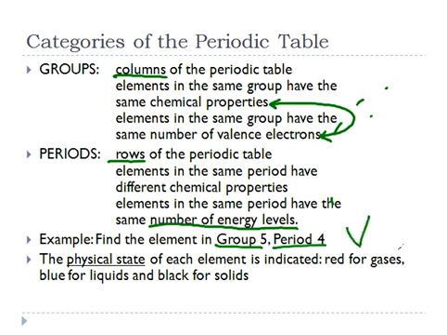Also, the physical state of each element is indicated on the periodic table in your textbook. If it's written in red, it means it's a gas. If it's written in blue, it's a liquid. And if it's written in black, that means that element is a solid at room temperature.